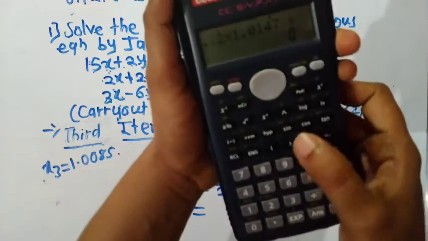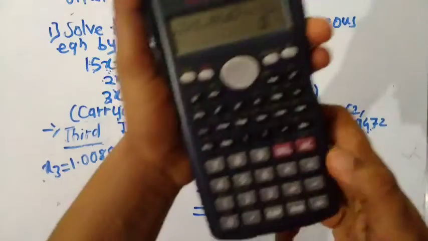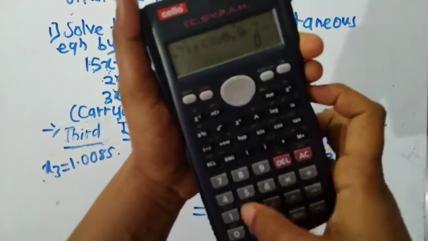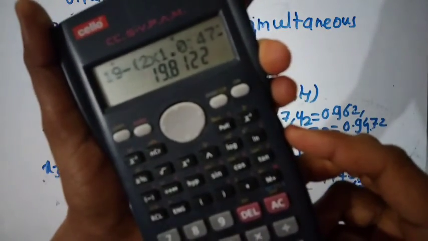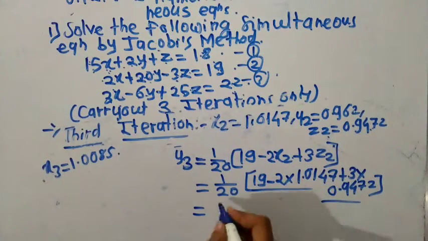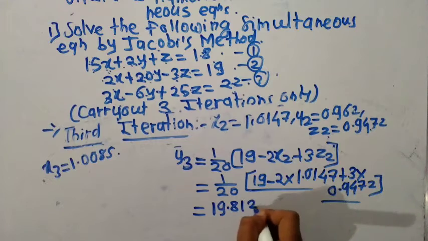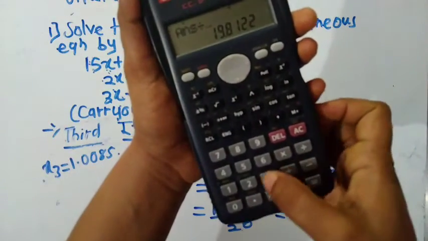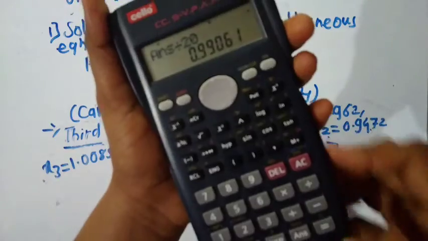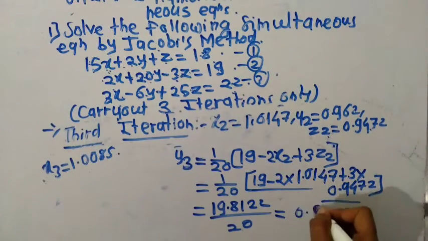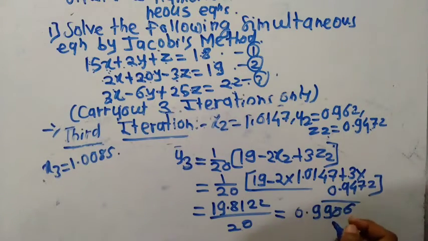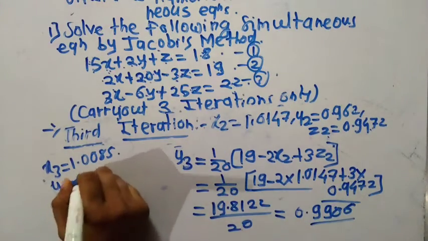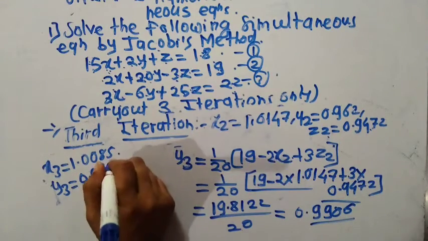plus 3 into 0.9472, which is equal to 19.8122 divided by 20, and which is equal to 0.9906. So y3 is equal to 0.9906.